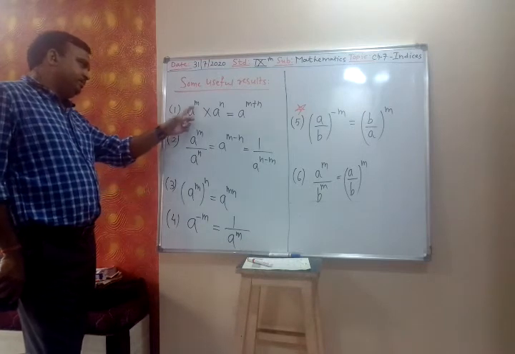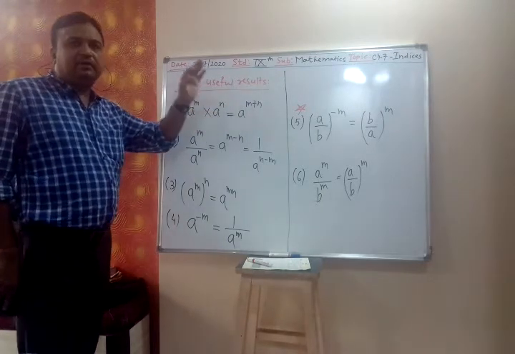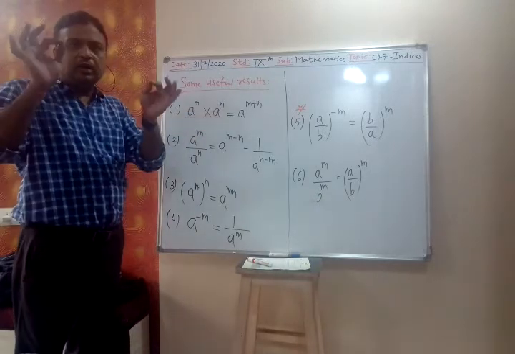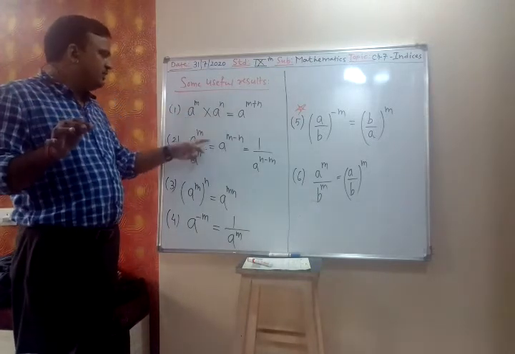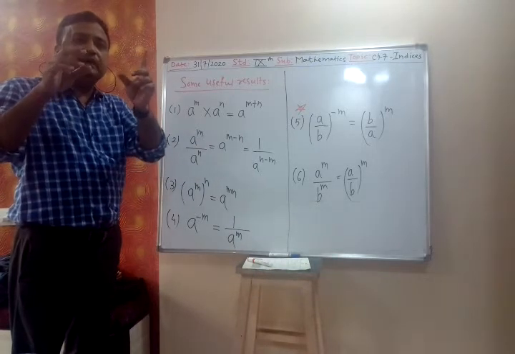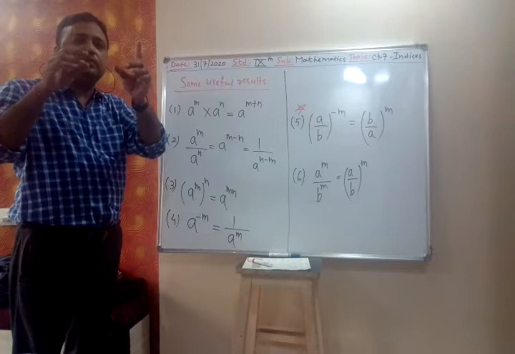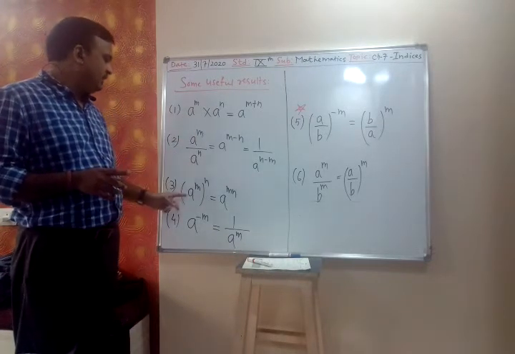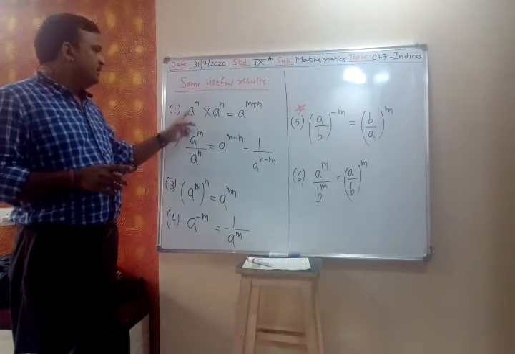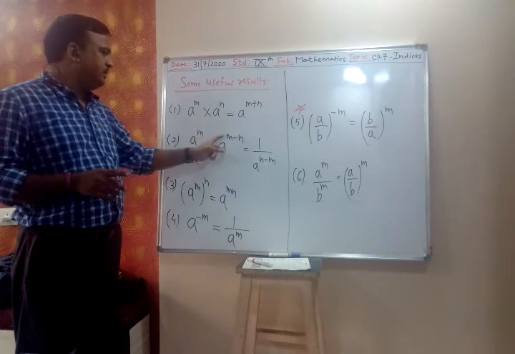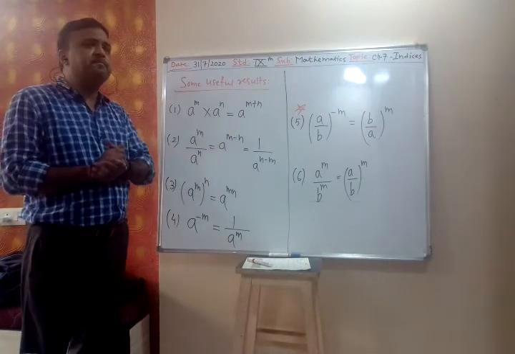Then power into power, add the powers. So 3 rules you have to remember. In all the 3 formulas, you want the base to be the same. If the base is the same, then only these 3 formulas are applicable. Base a, and a. So power into power, add the powers; power divided by power, subtract the powers; power raised to power, multiply the powers.